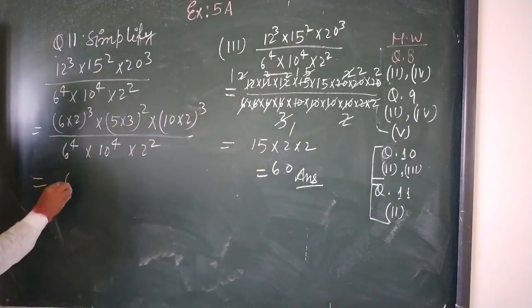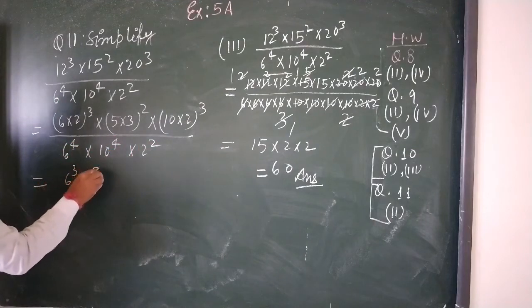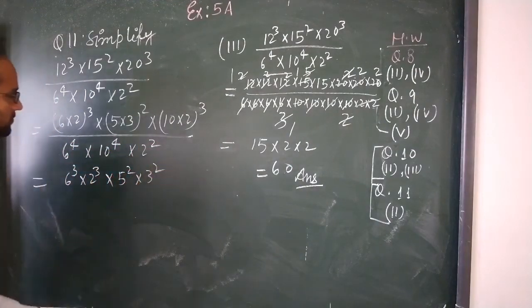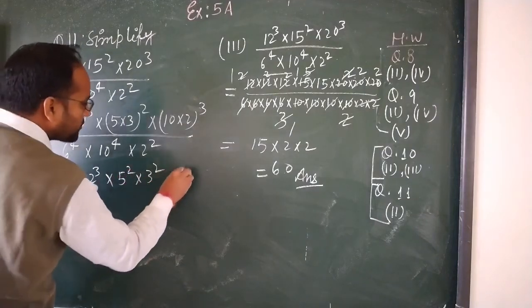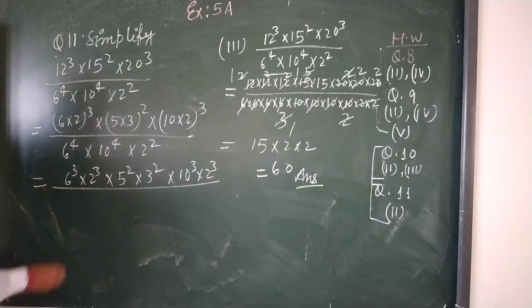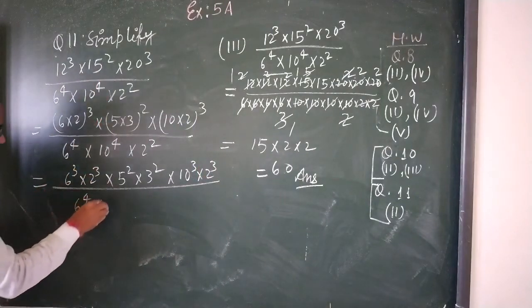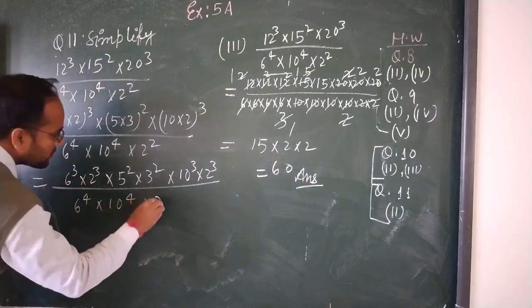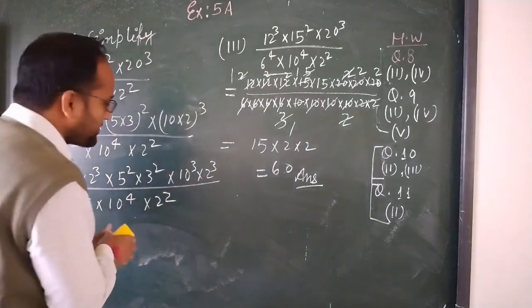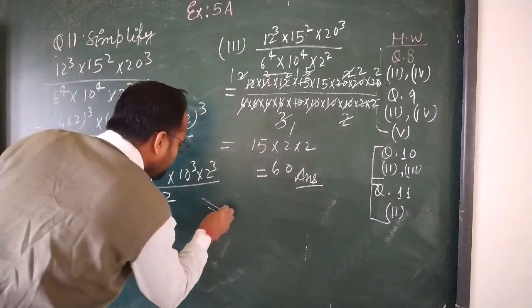So see this one: 6 to the power 3, 2 to the power 3, 5 to the power 2, 3 to the power 2, 10 to the power 3, and 2 to the power 3, upon this one: 6 to the power 4 into 10 to the power 4 into 2 to the power 2. I think this one also is very easy. So after that you will see this one.